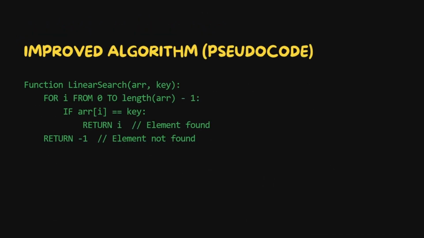Here is a clean pseudocode representation of the linear search algorithm. The loop starts at the index 0 and goes up to the last index. It compares each element with the target key. If it finds a match, it returns the index of the element. If no match is found, after checking all the elements, it returns -1.